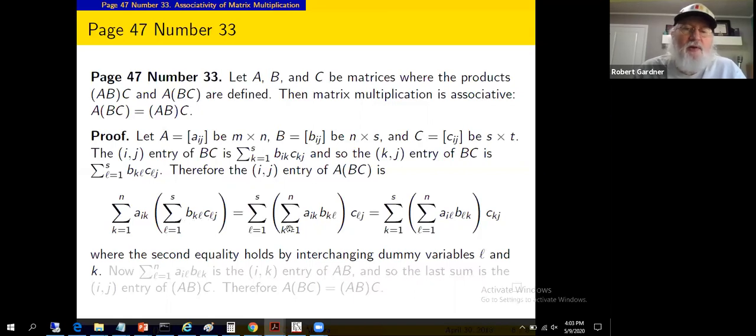If you like, I can bring all the summations outside. But we've taken the a sub ik, distributed it inside. Let's see, we swap the order of summation. That's a commutativity thing there for real numbers. We're good. So we can write this as a sum from L equals 1 to S, sum from K equals 1 to N. Same summations, different order. A sub ik, B sub KL.